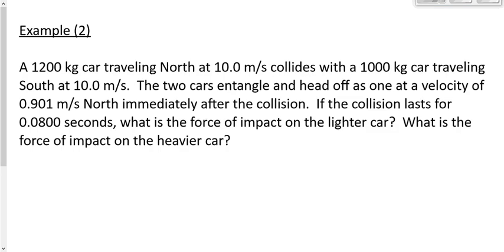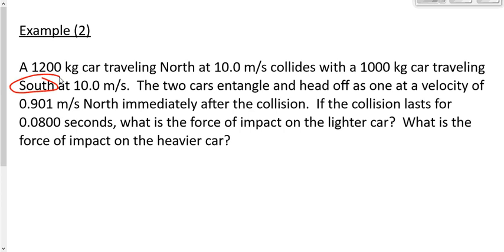Let's take a look at that example. This is on your example sheet that I handed out on the first day, by the way. So copy out the solution, but not the question, all right? A 1,200 kilogram car traveling north at 10 collides with a 1,000 kilogram car traveling south at 10. We're going to circle that to remind us that we've got a positive and a negative here. The two cars entangle. What does that mean? They stick together, become one object, and they both head off at a velocity of 0.901 to the north immediately after the collision. The collision lasts for 0.08 seconds. What's the force of impact on the light car? What's the force of impact on the heavier car?